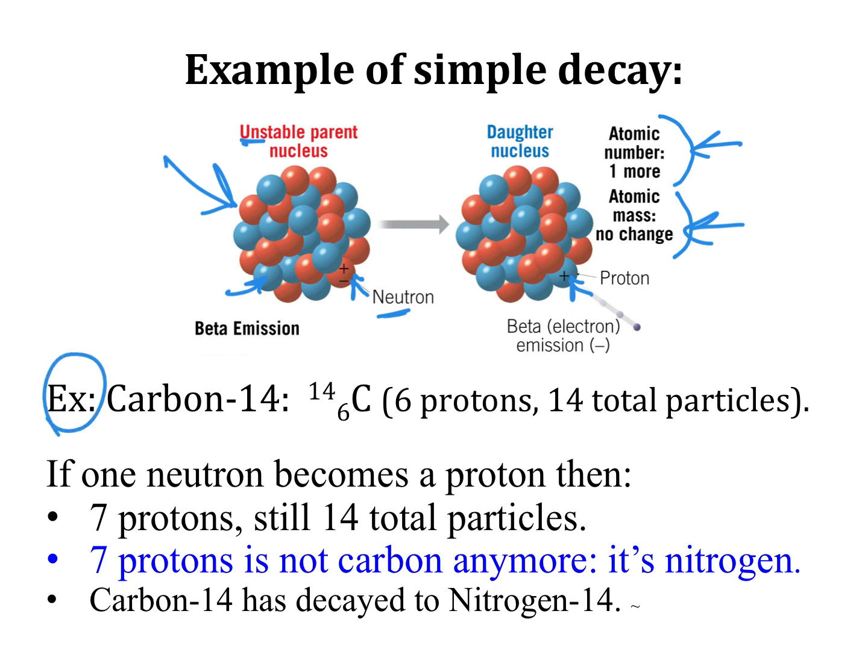So if we use our example of carbon-14, we had 6 protons and 14 total particles. So again, that's the atomic weight. If one of the neutrons in here spontaneously becomes a proton, then we have 7 protons instead of 6. But 7 protons isn't carbon anymore. Remember, the number of protons determines the element. And it turns out that once an atom has 7 protons, it's nitrogen. So carbon-14 has decayed to nitrogen-14.